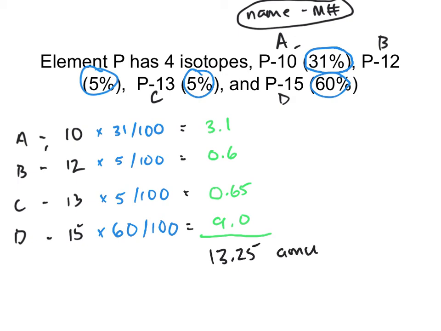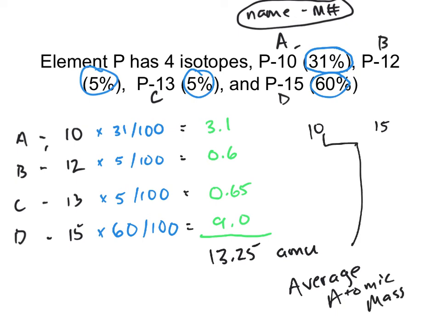AMUs. Okay, so as you're doing this homework, or as you're doing problems like this, there is one way you could check to see if your answer is relatively right. If you don't want to do all the math over again, how could you tell if it's right? Well, I know that the lowest mass was 10, and the highest mass was 15, right? My average atomic mass has to be in between these two.